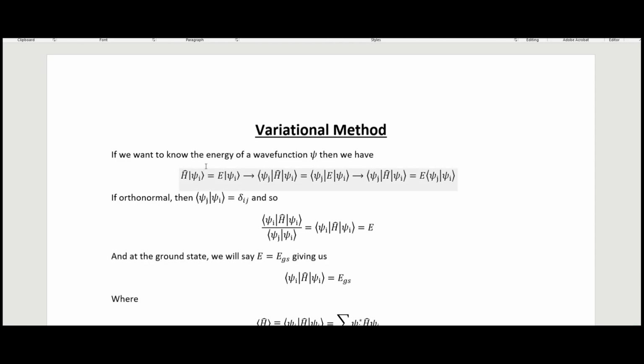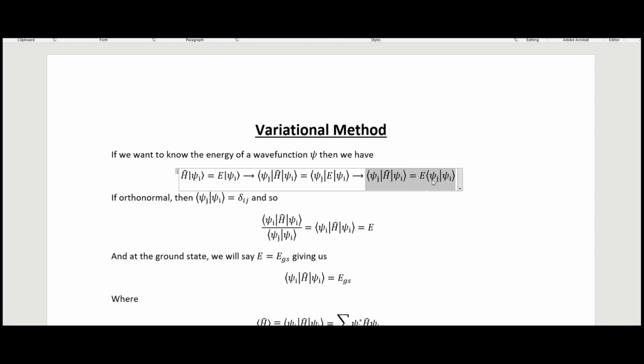And so if we want to know the energy of the wave function, then we have our Schrodinger equation right here, which is just the Hamiltonian acting on our state equal to the energy, which is the eigenvalue, acting on our state. So then we do the inner product with the states, and so we end up with this part here, but the energy can be pulled out, so we end up with this right here.